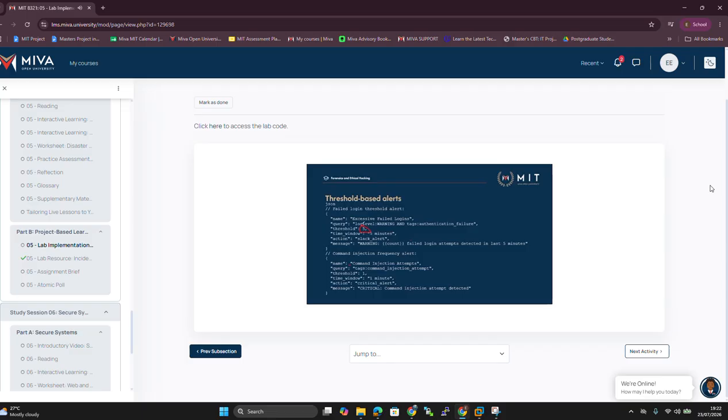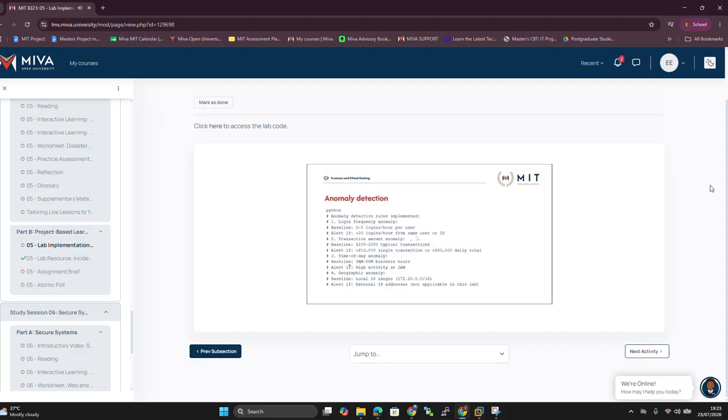Then we also have command injection frequency alert that can be configured. In this case, we are setting it to 1. So if the frequency is more than 1, then you can suspect something. We can say a message like critical command injection attempts detected once the frequency is exceeded.